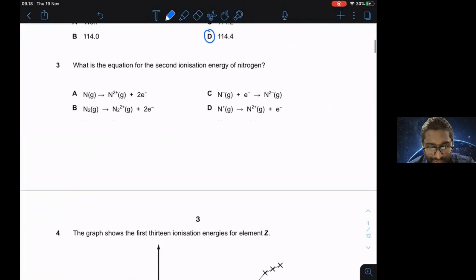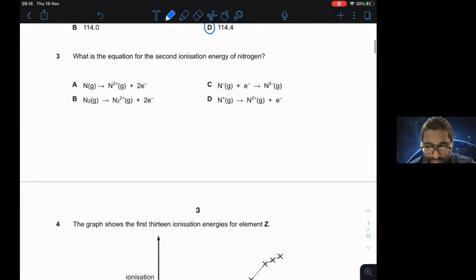Now, what is the equation for the second ionization energy of nitrogen? Do remember, for the second ionization energy of nitrogen, 1 electron has already been removed from nitrogen. So it means we are looking at N plus. You can see here all these are wrong. So N plus in gas, you're removing 1 more electron to give you N2 plus. Do remember, all of them must be gas also. So this is going to be D.